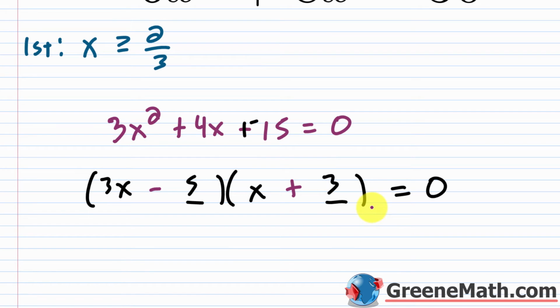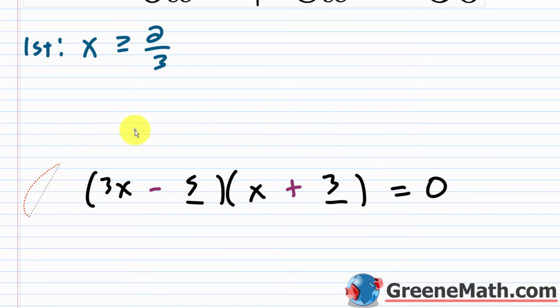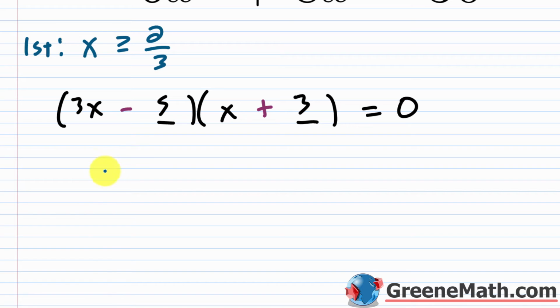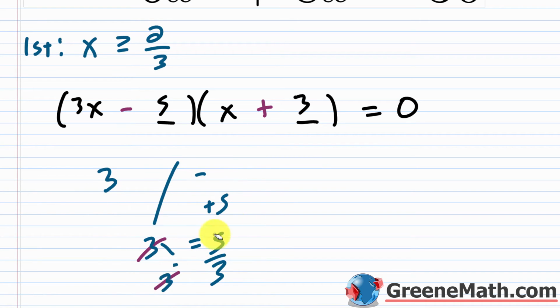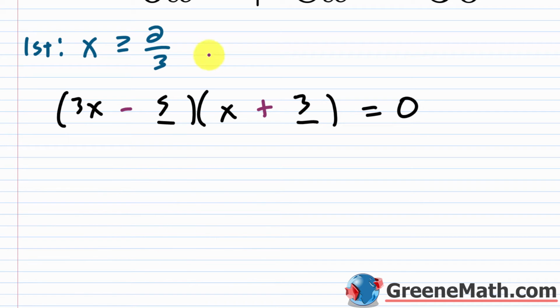Okay, so now that we have the factorization, let me move this up here. We will first say that 3x minus 5 is equal to 0. Let's add 5 to both sides of the equation. We'll say 3x is equal to 5. Divide both sides of the equation by 3. Let's cancel the 3's, and we'll say that x is equal to 5/3. Let me put a comma here and put second. And I'm going to put x is not equal to 5/3.